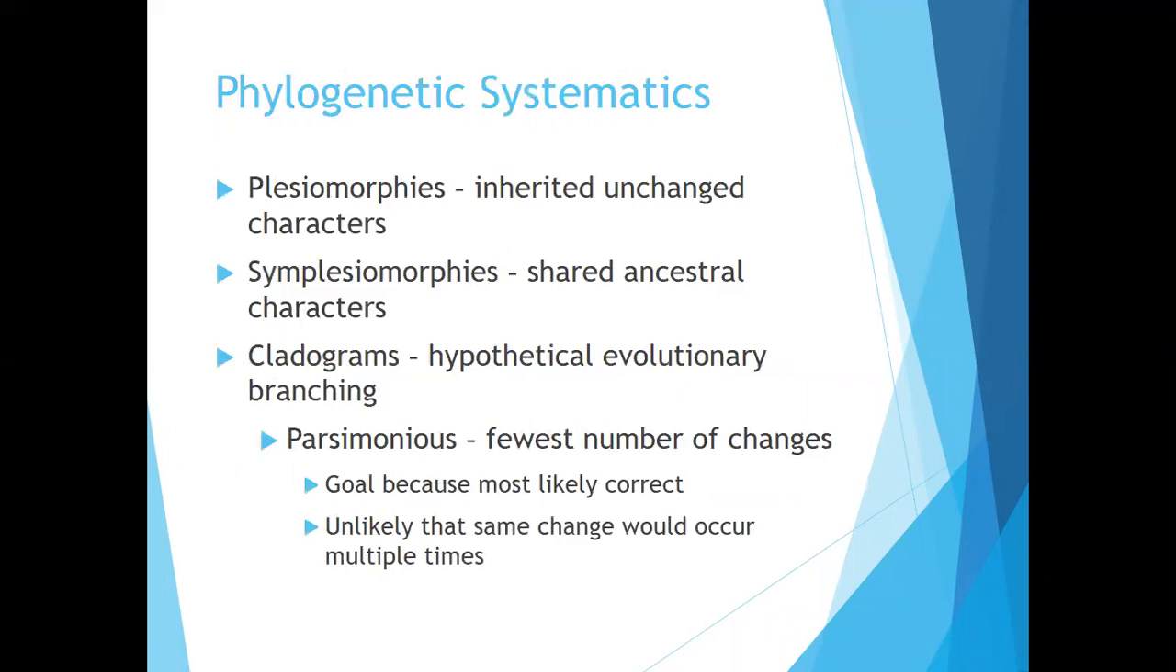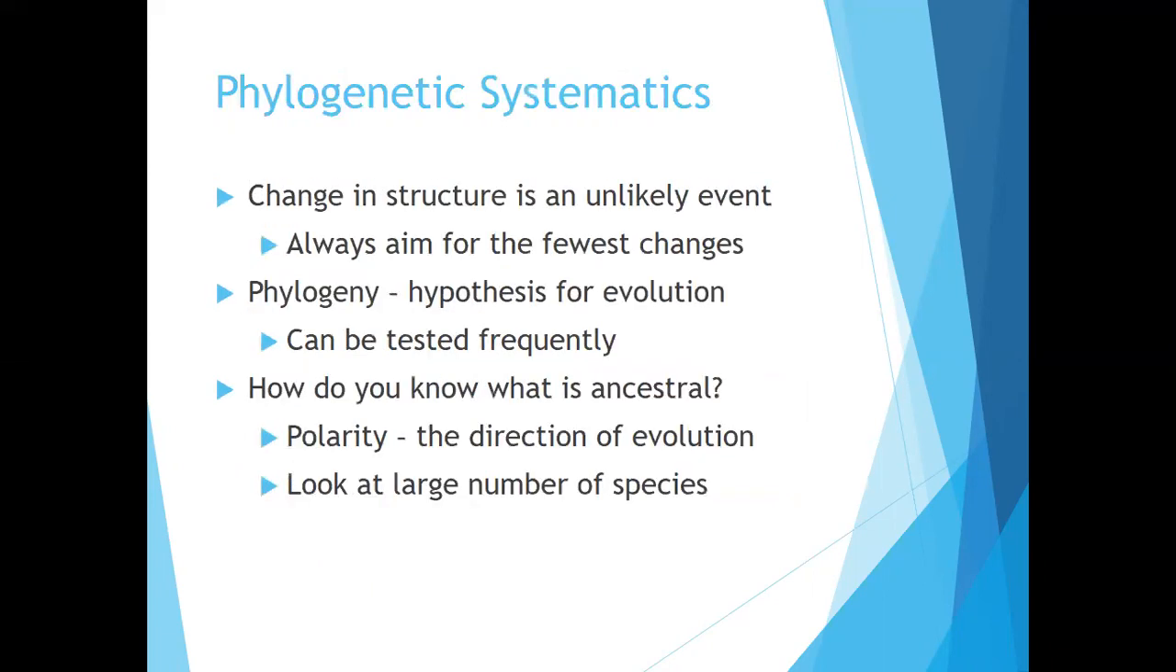You will remember, hopefully, that word parsimonious. You're going to try to create the most parsimonious phylogeny you can by having it have the fewest number of changes to get to each step. Because you should remember, I hope, that a change in structure is an unlikely event. And you should always, when you're looking at things from an evolutionary perspective, aim for a phylogeny that has the fewest number of changes necessary in it. These phylogenies are hypotheses for evolution. We can test them, and we do test them, and you will be testing yours using primary literature.